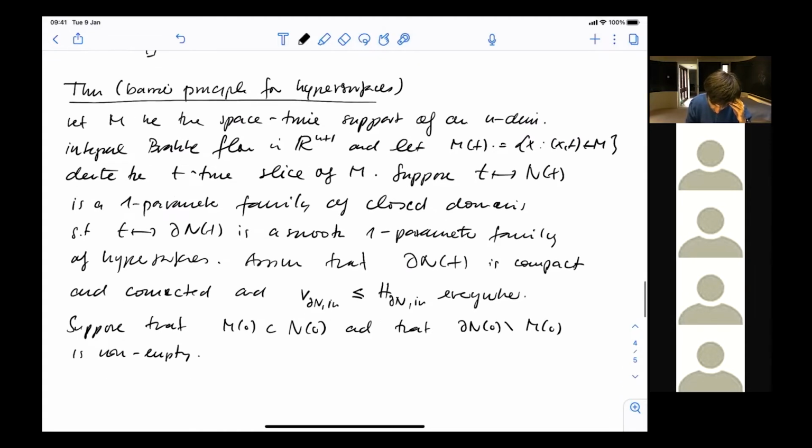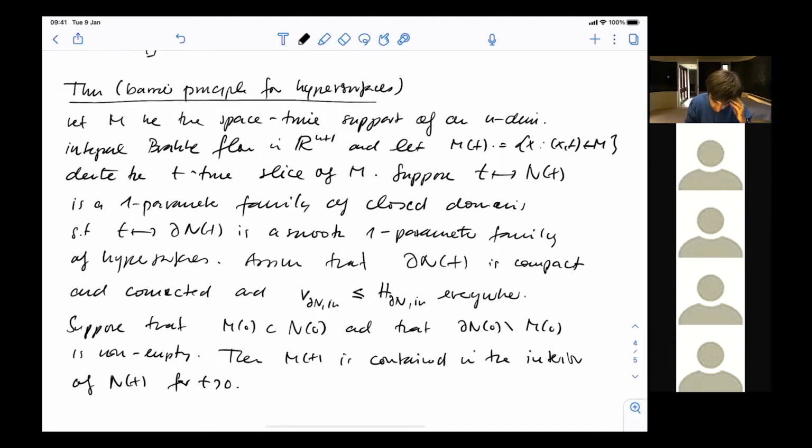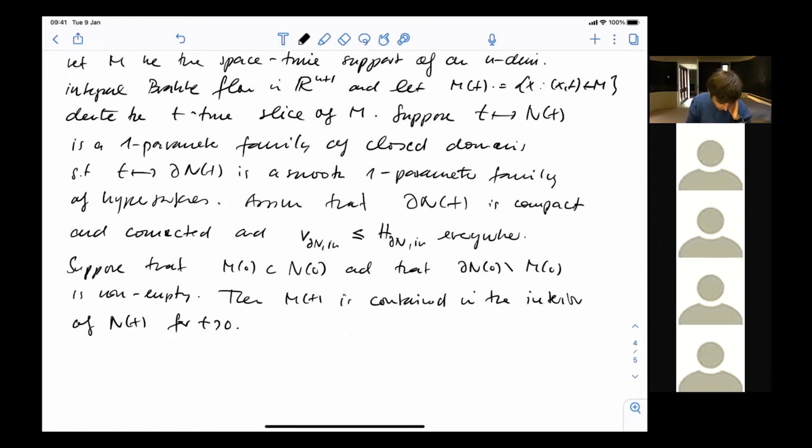Then M(t) is contained in the interior of N(t) for t positive. Okay, so this is really the barrier principle.